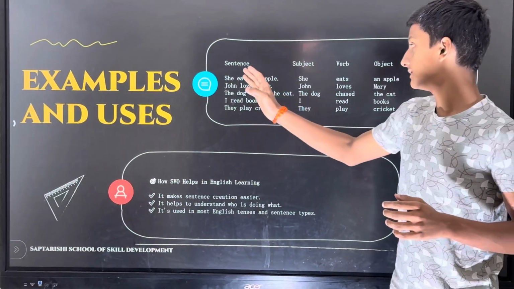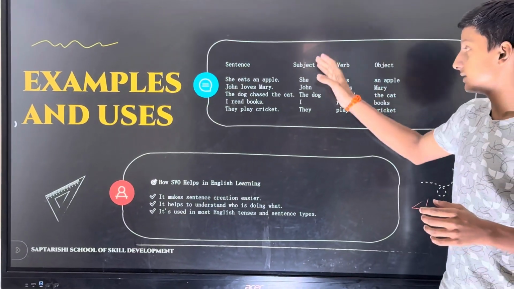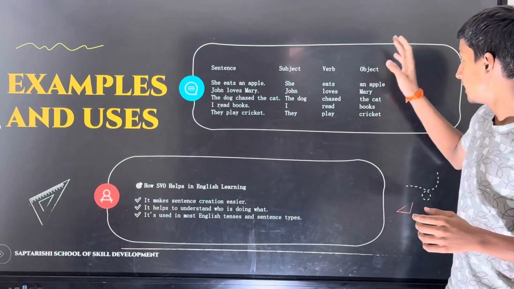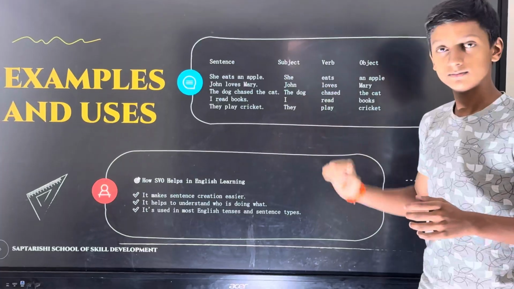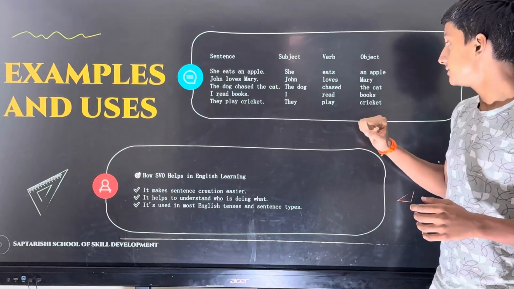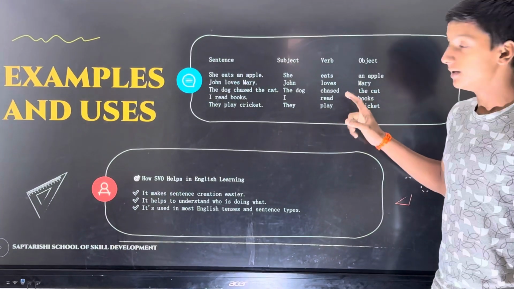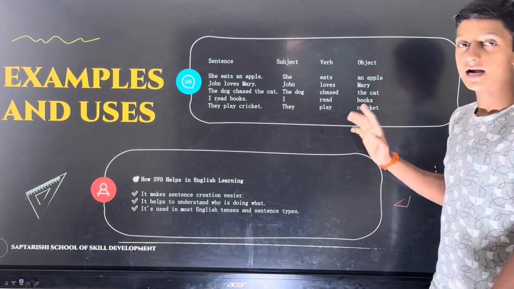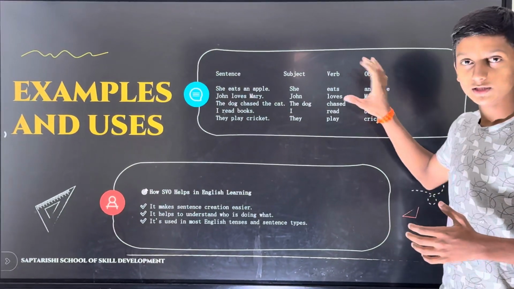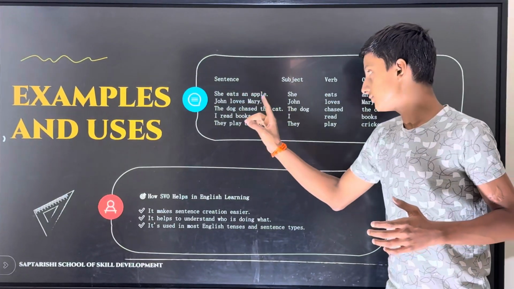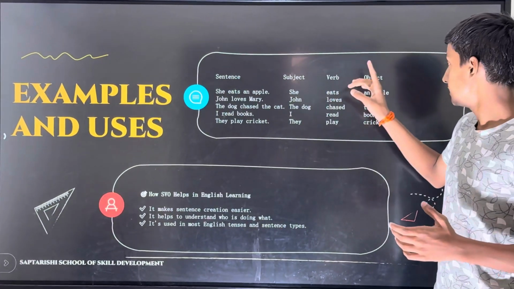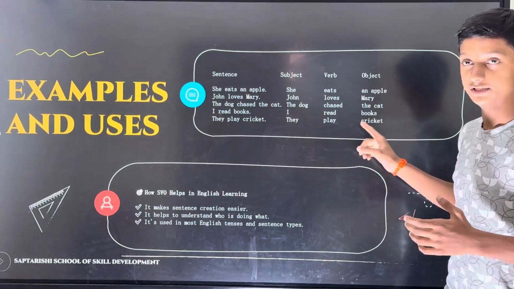Then these are some sentences with their subjects, verbs, and objects. She eats an apple. She is the subject, eats is the verb, and an apple is the object. An is an article, so it is used with the object, or with the subject. John loves Mary. John, subject; loves, verb; Mary, object.